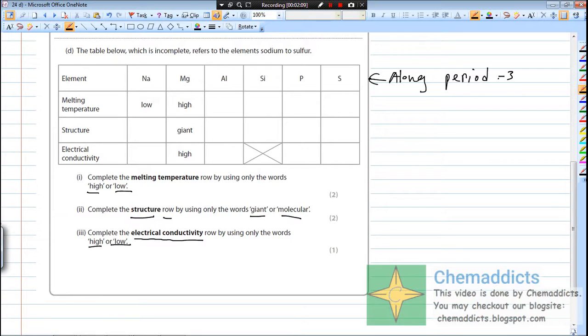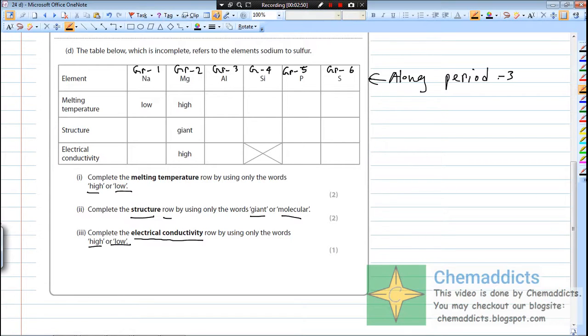Let us first analyze these elements. This is group 1, this is group 2, this is group 3, group 4, group 5, group 6. We all know that group 1 metals are soft, so they will have a low melting temperature. The structure is a giant metallic structure, since they have asked us to complete with giant or molecular.